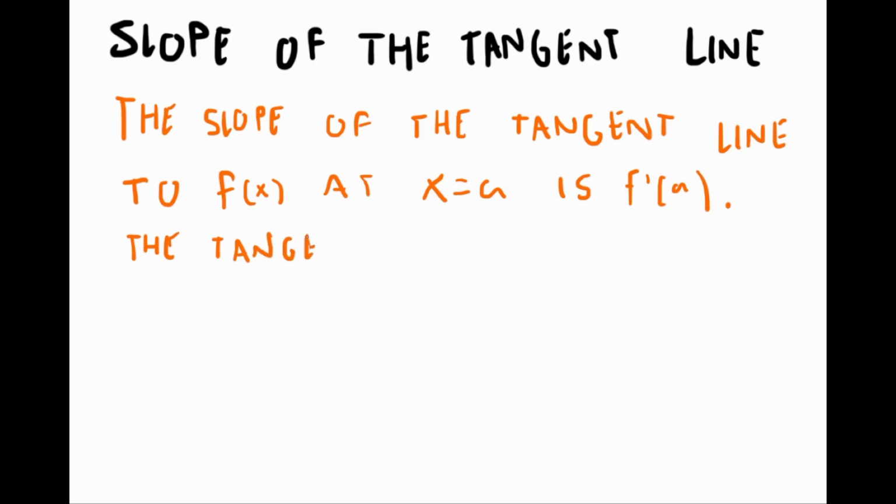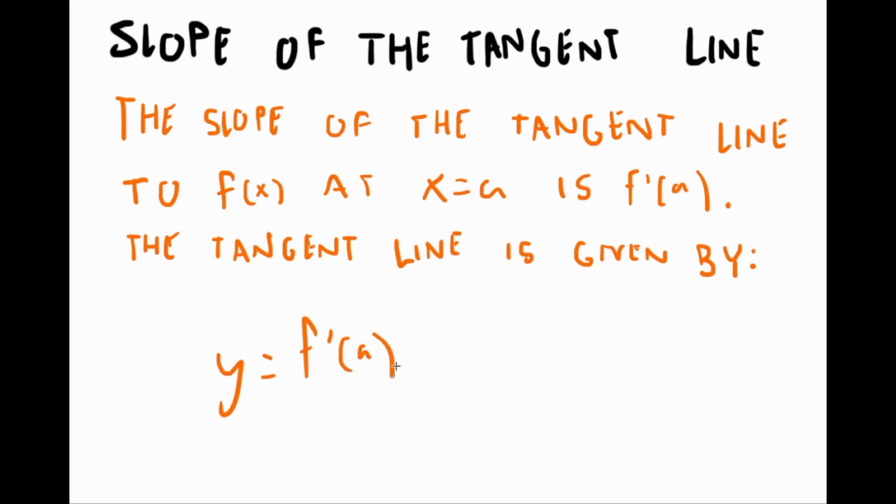Tangent line given by the following formula, which is just going to be y is equal to f of a plus f prime of a times x minus a.